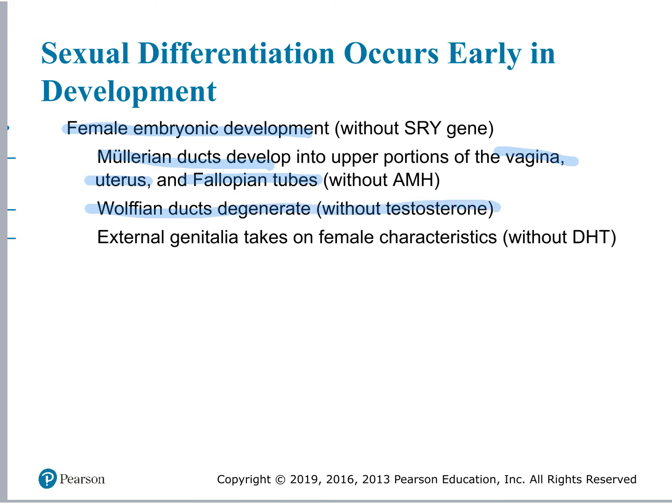That's because there's no testosterone. And then the external genitalia will develop into the female reproductive system because there's no DHT. So it's basically a fancy way of saying what I said earlier. If there's a Y chromosome, it changes the fetus into a male. If there is no Y chromosome, everything stays the same, and the embryo develops into a female.